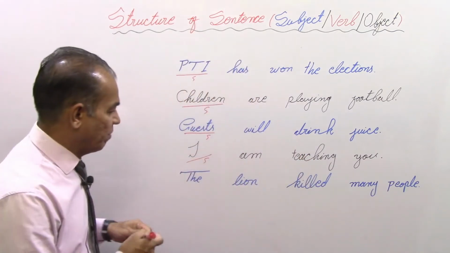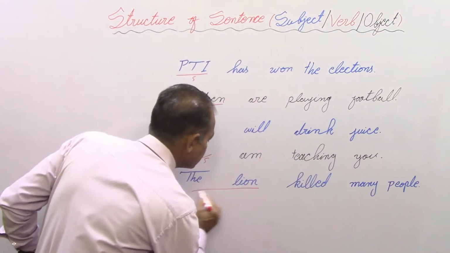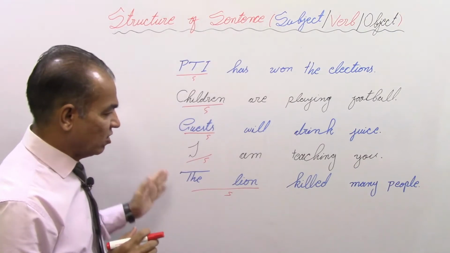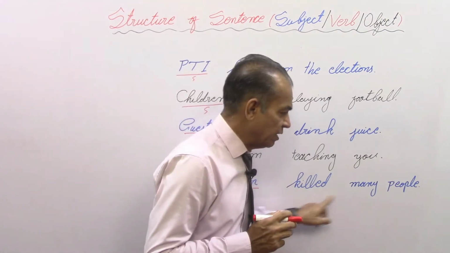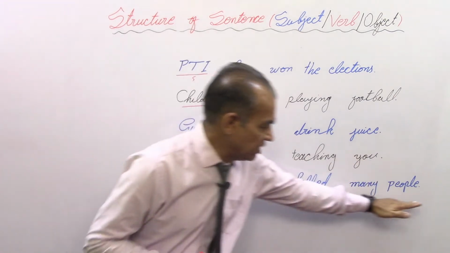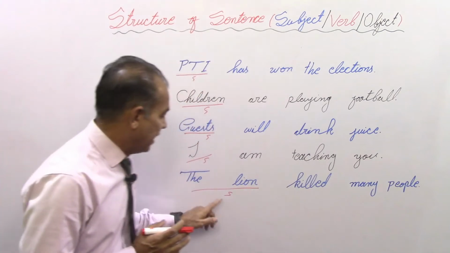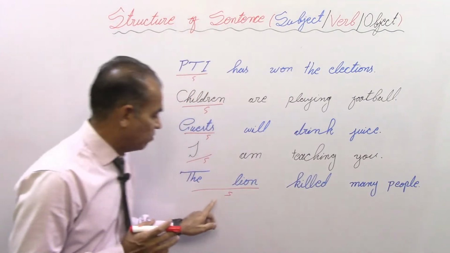They are giving you information about the lion. There is a lion which is very dangerous. That lion has so far killed many people. So this is the information which I am providing you, and I am giving all this information about the lion.